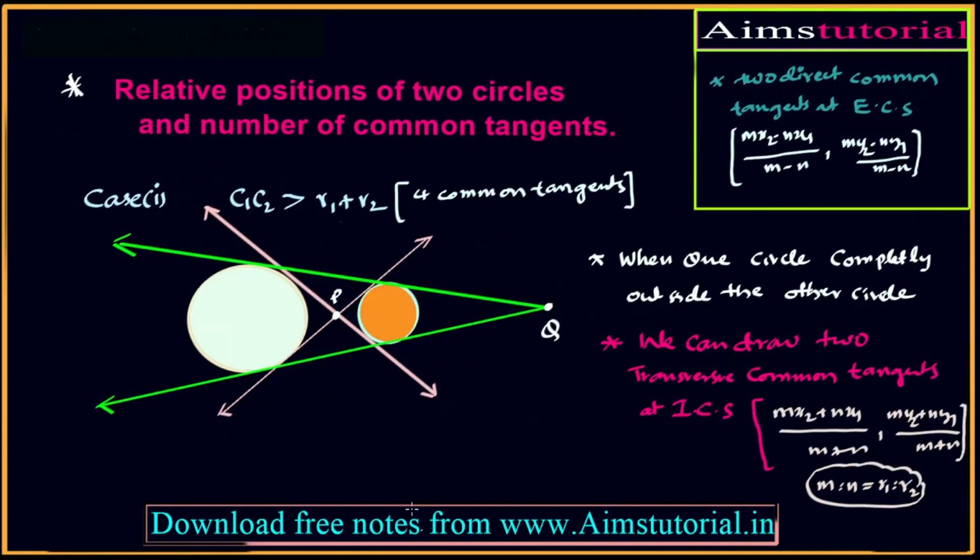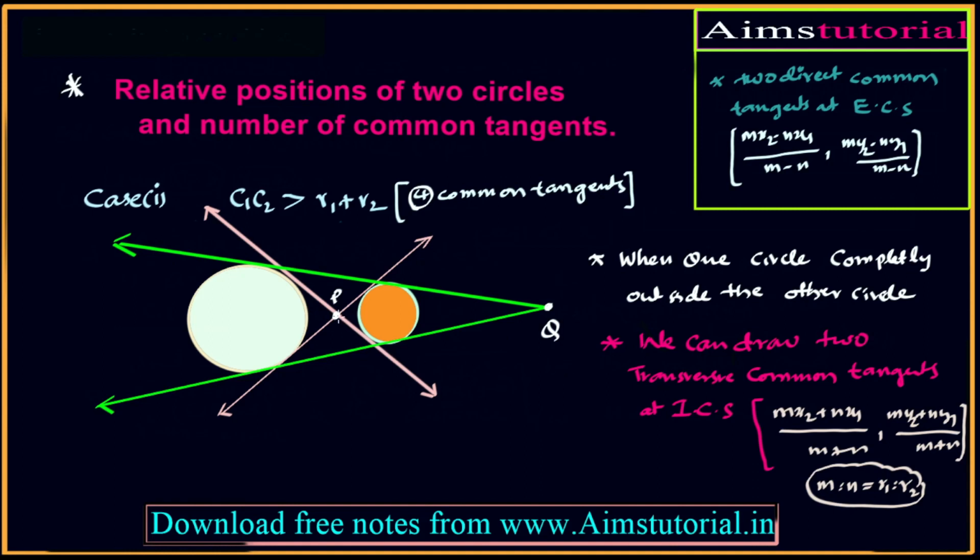Now case 1: if C1C2 is greater than R1 + R2, we can draw 4 common tangents. When C1C2 is greater than R1 + R2, one circle lies completely outside the other circle. Total we can draw 4 common tangents. So the number of common tangents is 4.